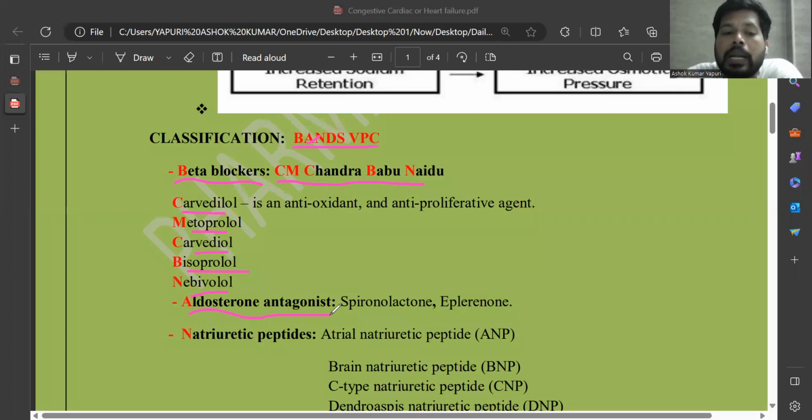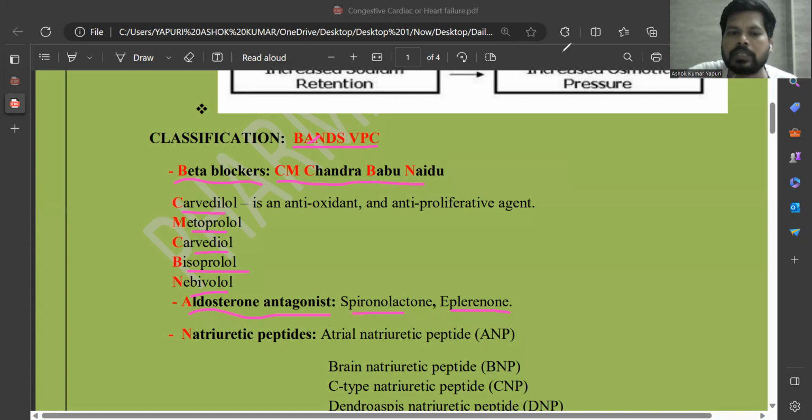Aldosterone is a steroid, and here we block the steroid aldosterone receptors by using drugs like spironolactone as well as eplerenone. Spironolactone can produce a drawback, and its active metabolite is canrenone. The drawback of spironolactone is gynecomastia, abnormal enlargement of breast in males. This is because of blocking of the testosterone receptor in males. Eplerenone selectively blocks aldosterone receptors only, and does not produce gynecomastia because it does not block testosterone or androgen receptors in males.